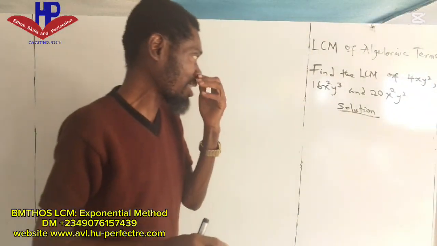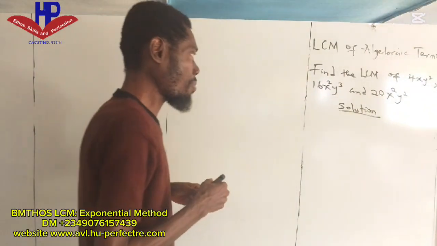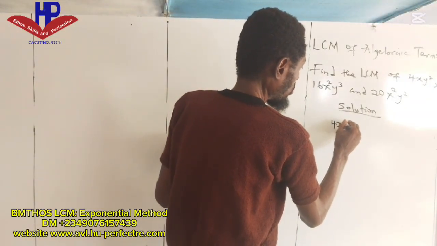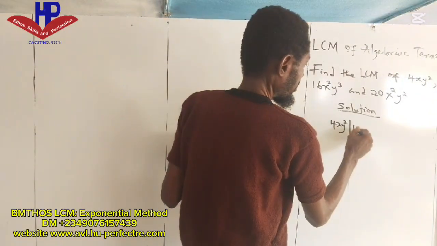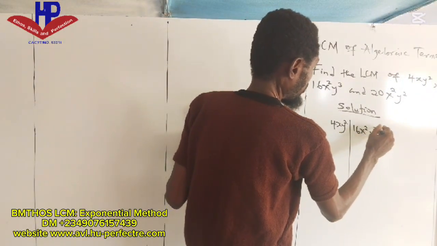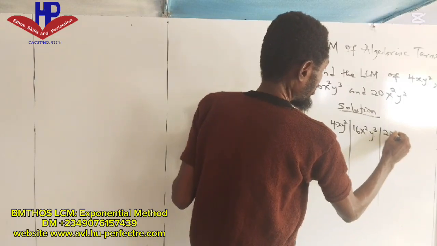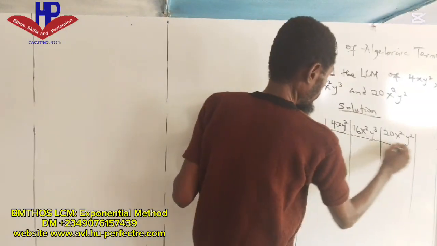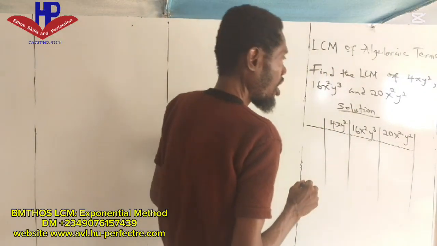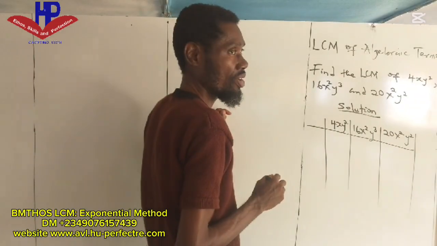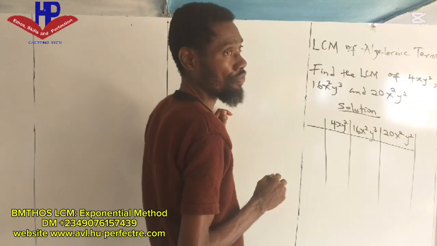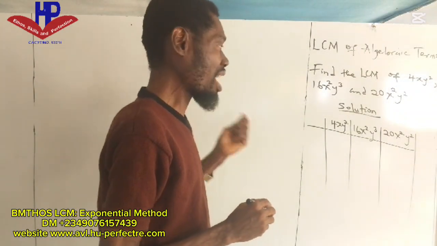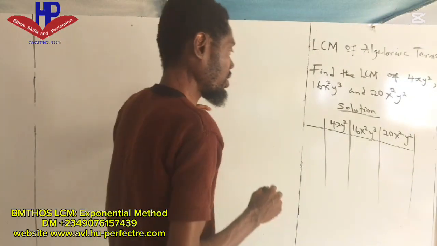Let us apply the concept right now in solving the algebraic terms. The terms given to us are 4xy squared, 16x squared y to power 3, and 20x squared y squared. Draw your line for each, then draw the line for the factor. Now, recall when we dealt with HCF, we started dividing through by 4, using 4 as a factor instead of 2. You can use 2 if you wish, but let's start with 4 to save time and space. So here we're going to start with 4.